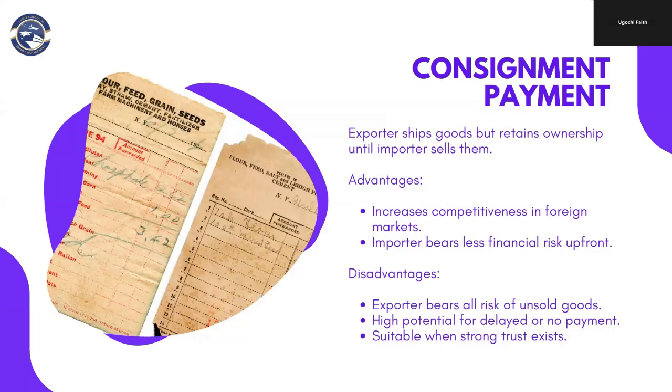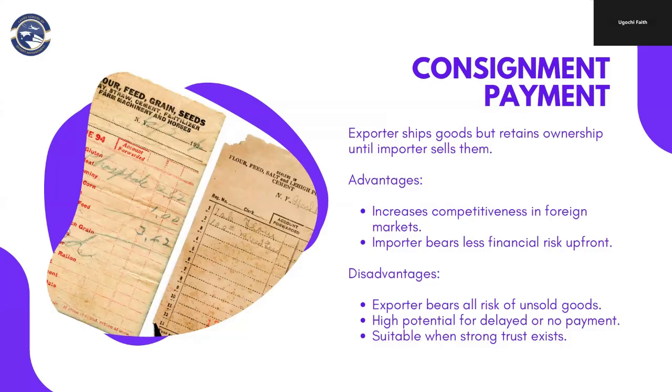So supposing we use consignment payment, it means that because she is there, let's say we supply 5,000 units or 10,000 units, but there are still about 2,000 units unsold.